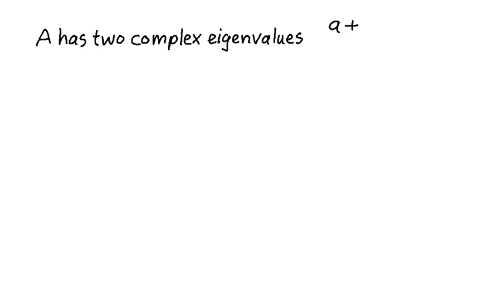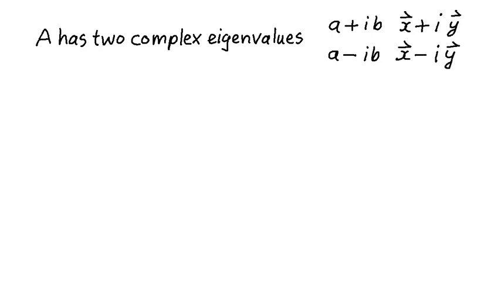Let's start with the case in which the eigenvalues of A are complex. Since we know they occur in conjugate pairs, we'll write these complex eigenvalues as a plus i times b and as a minus i times b. We know that we can also write an eigenvector corresponding to the first of our two eigenvalues as one vector of real numbers, say x, plus i times another vector of real numbers, say y. That said, an eigenvector associated with the other eigenvalue is x minus i times y.